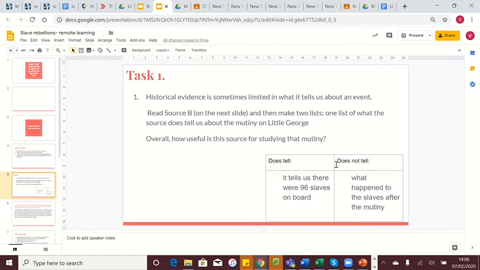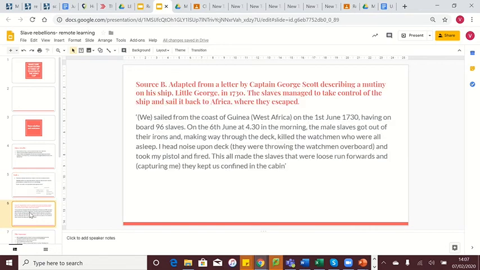So I've given an example that it does tell us there were 96 slaves on board, but it doesn't tell us what happened to the slaves after the mutiny. So I would like you to come up with a few more examples of does tell us and doesn't tell us. And then answer the question, overall, how useful is this source? Is this a useful source? The source can be found on the next slide.